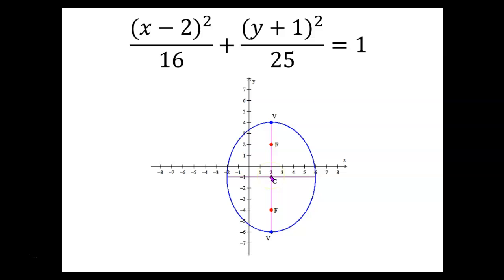So the vertices are at the center, 2, negative 1, but we take that y coordinate and we add or subtract 5. And the covertices are also relative to the center. If you start at the center point and go 4 to the right or 4 to the left, that traces out the minor axis. That gives you the points on the ellipse that are the covertices. And the foci are still 3 spaces above and 3 spaces below the center. So they are along the major axis, c units away from the center. And in this case, c was 3.